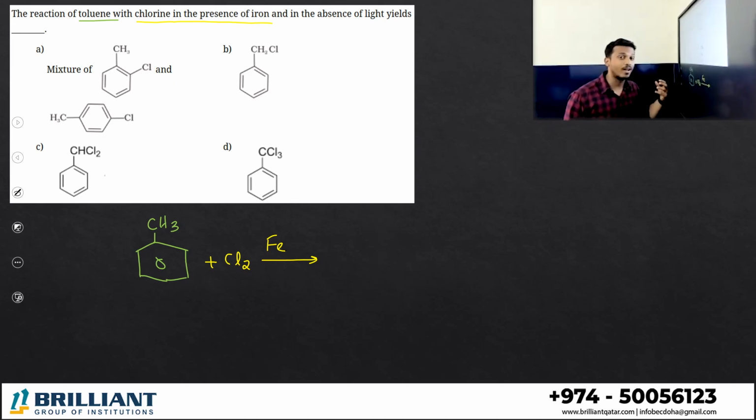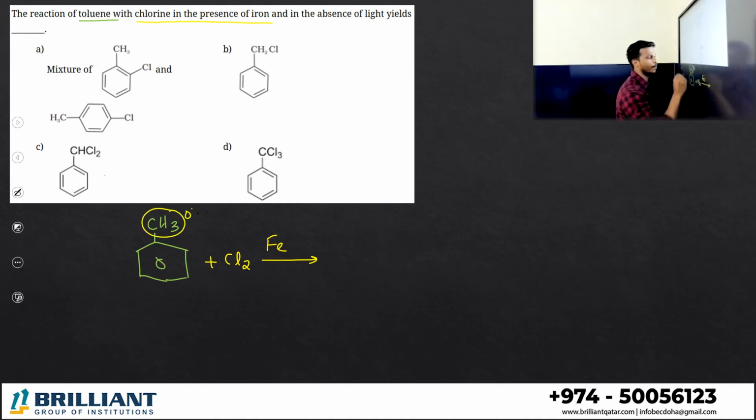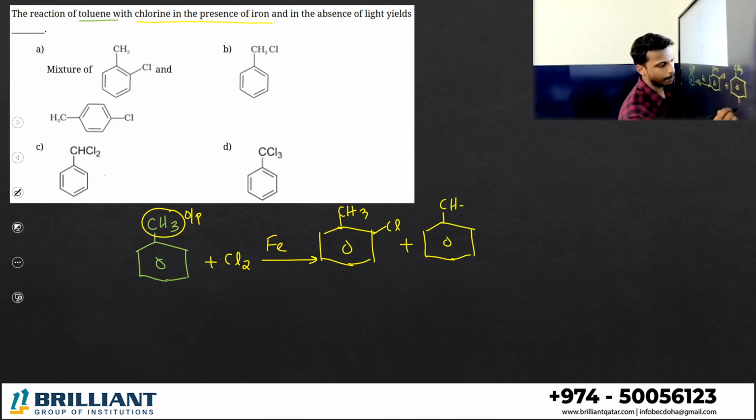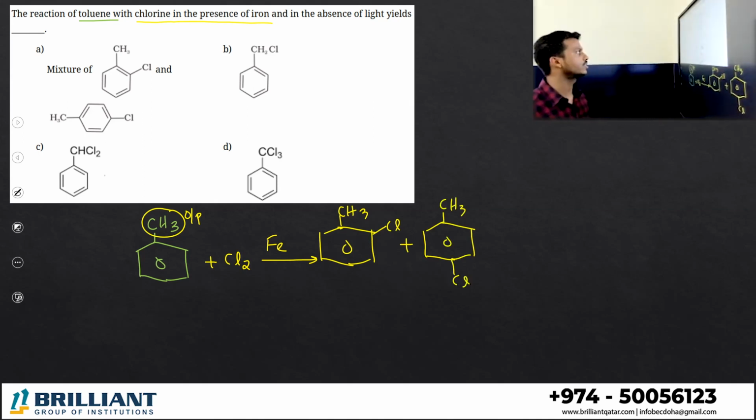So during addition of chlorine in presence of a catalyst, what do you have to take? Electrophile. Which electrophile is coming? Cl+. Where is it adding? Ortho and para product, because the CH3 group is an ortho para directing group. So substitute 1 chlorine on the ortho position, ortho chlorotoluene, 1 chlorine on the para position, para chlorotoluene. So your answer is of course option A, a mixture of ortho chlorotoluene and para chlorotoluene. Option A is the correct one.